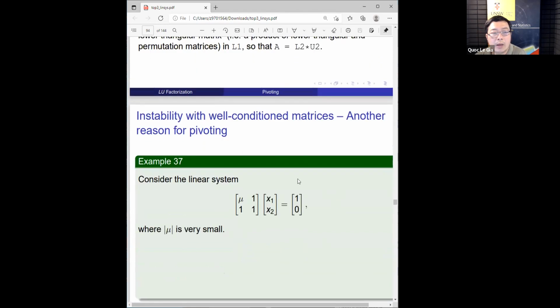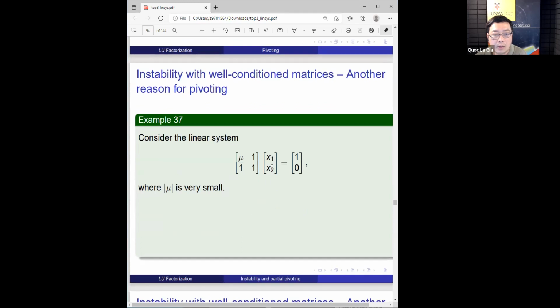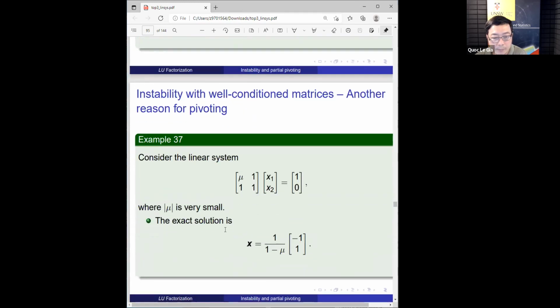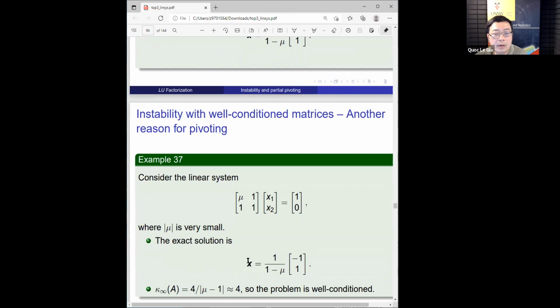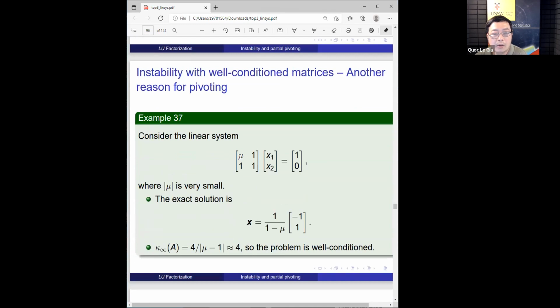And then we discuss another example of why you need to swap the rows as well. This case is a very simple matrix, just a 2 by 2 matrix. You have mu, a very small number here, and then 1, 1, 1. And you can work out the exact solution, which is given by this formula. The condition number in the infinity norm is around 4, so the matrix is very, very well conditioned.